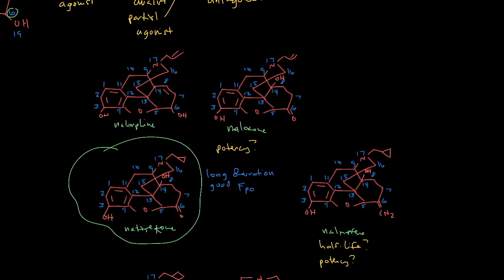Oh yeah, naloxone. Is this more potent or less potent than nalorphine, which is over here? It's actually more potent. Why? Because remember, ketones make the compounds more potent. So here's your ketone at the 6th position, and it also has your 14 position hydroxyl. Therefore, it's more potent than the corresponding nalorphine.